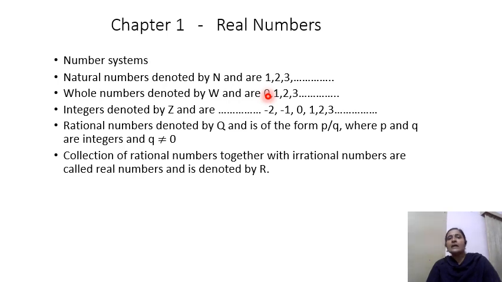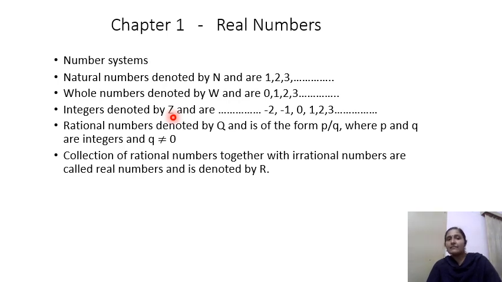After that, if in the whole numbers we include the negative numbers also, then whole numbers together with the negative numbers represent the collection of integers. And remember that this collection of integers is denoted by the letter Z, not I. Okay. So the collection of integers is denoted by the letter Z.